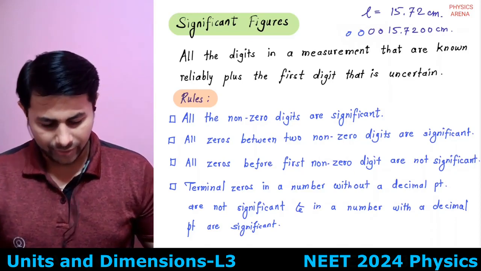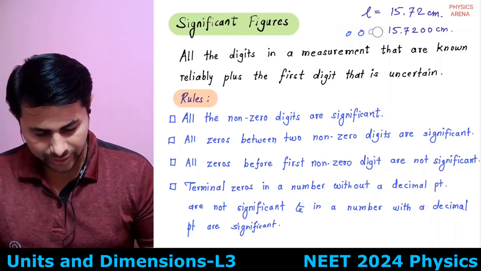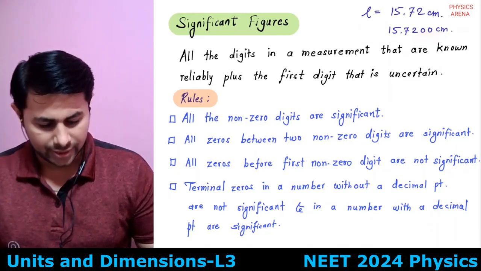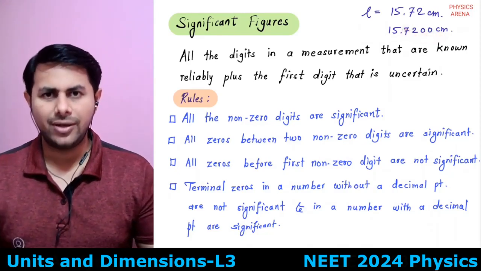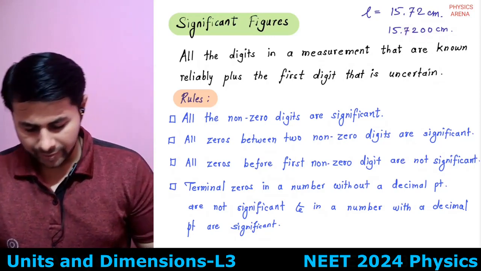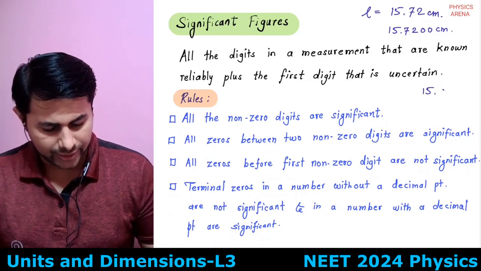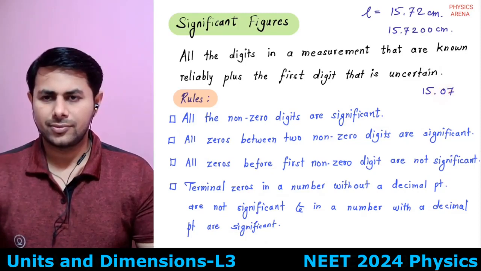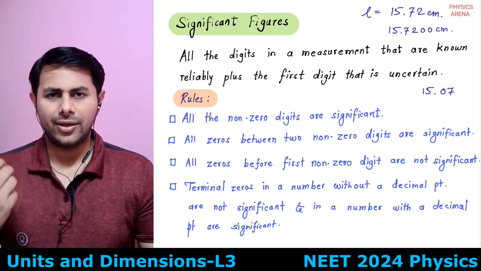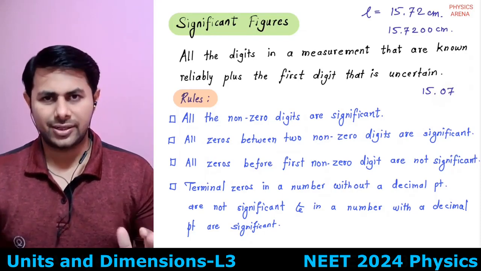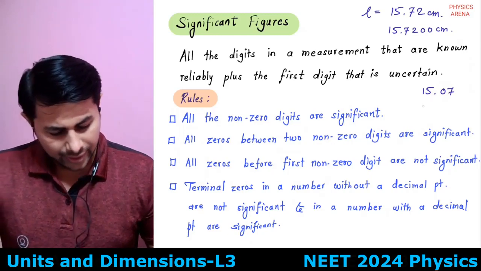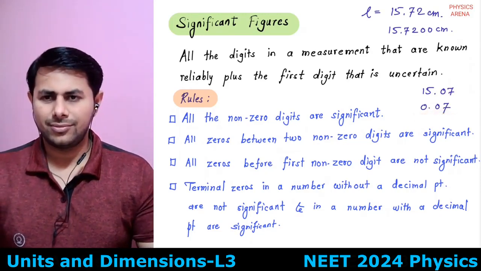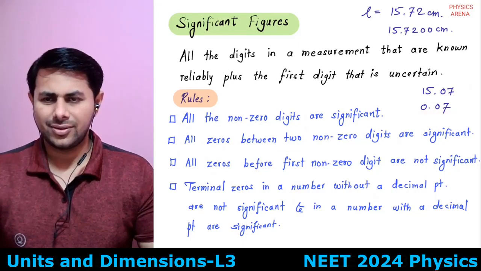All right, but if you have a decimal point, then we talked about these zeros. The zeros after the non-zero digits, the trailing zeros, are significant. But let's say I write 15.07. What about this zero? This zero is significant. So any zeros between two non-zero digits are significant. And let's say I write 0.07. How many significant digits are there? 1. Okay, so you got the rules?